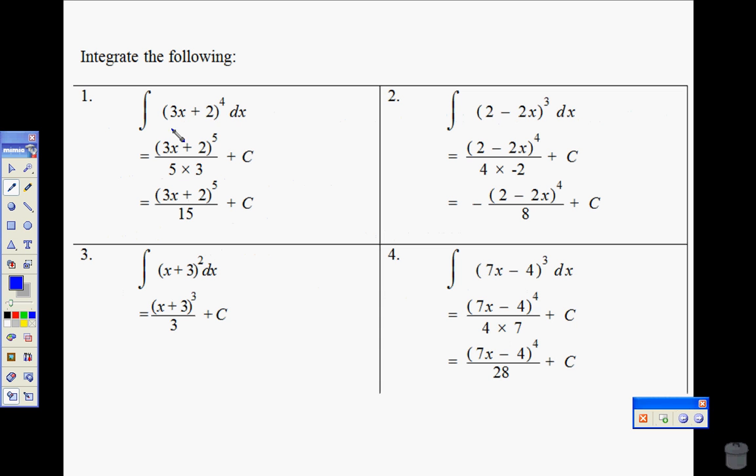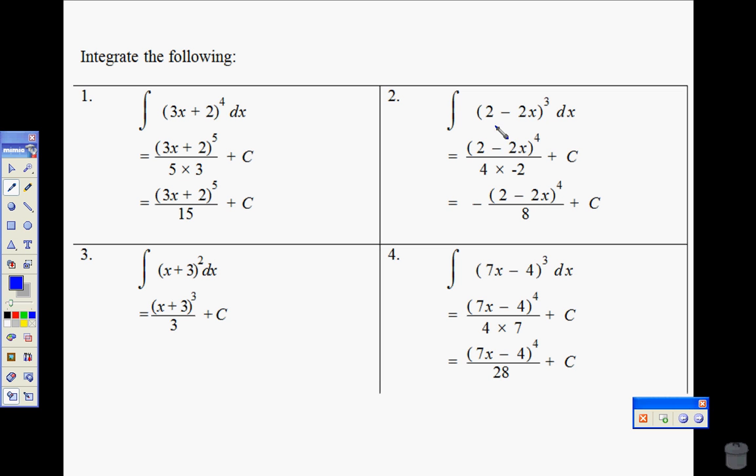So we've got 3x plus 2 to the power of 4. We don't want to expand it out. It would just become really hard to do. So what we need to do is keep our bracket the same. We add 1 to the power. So that's why the 4 now becomes 5. We divide by the new power, which is 5 there. We also divide by the coefficient of x, which is 3. So that's why we get the 5 times the 3. So we're dividing by 5 and dividing by 3, which means we're dividing by 15 in the end. We're not going to expand it out. We're just going to leave it in that form.